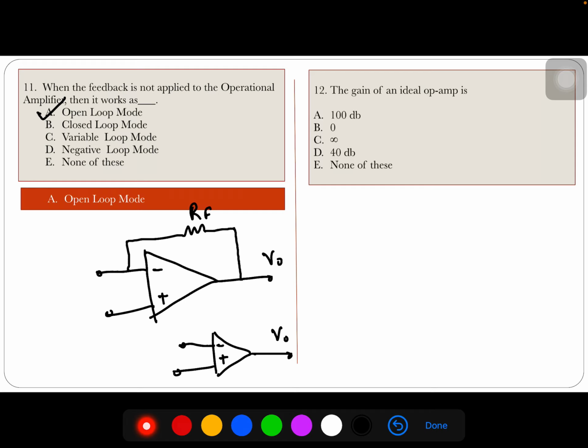Next question. The gain of an ideal op-amp is, again it's an ideal op-amp. Ideal op-amp means that either it will be zero or infinite. We all know that op-amp is a very high gain differential amplifier, so practically very high gain, and ideally it is infinite. So the correct option is C.